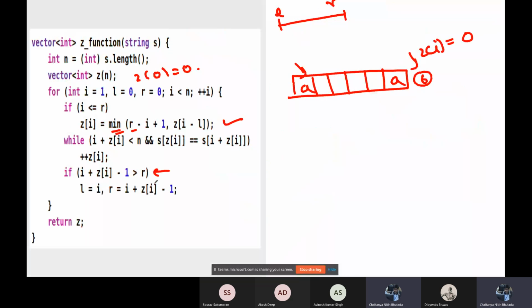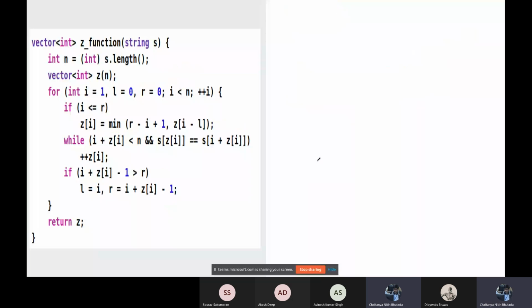Is the code clear to anyone? I will explain it with an example, but till now is it fine? Not quite clear. Fine. So I will take it with an example, I guess.